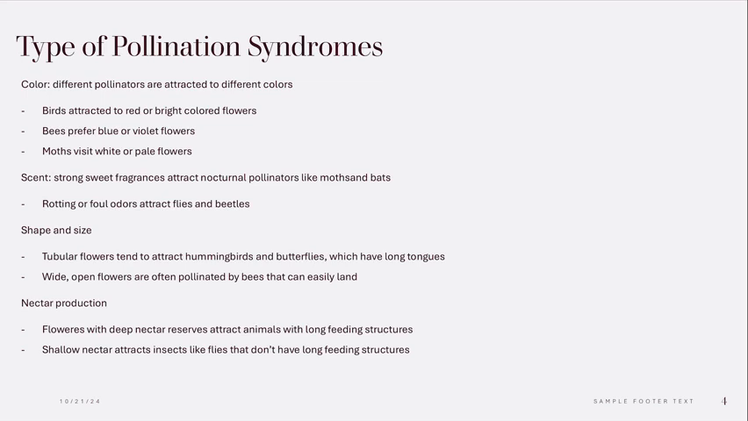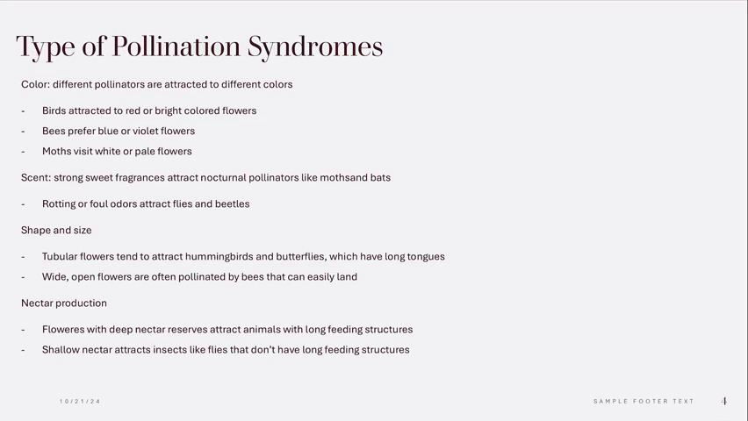Nectar production is another type of pollination syndrome. Flowers with deep nectar reserves attract animals with long feeding structures. Shallow nectar attracts insects like flies that do not have long feeding structures. And that was my slide.